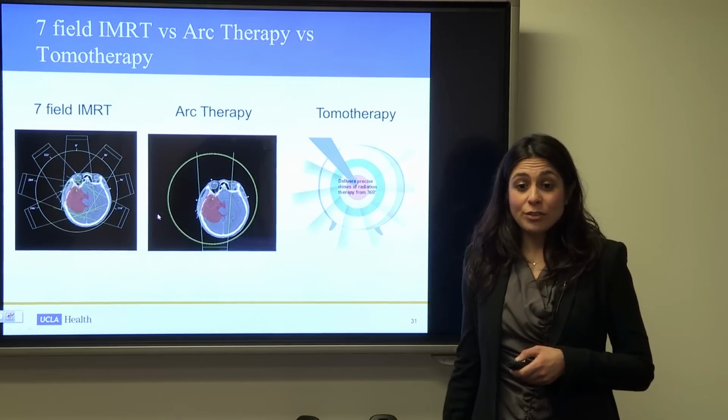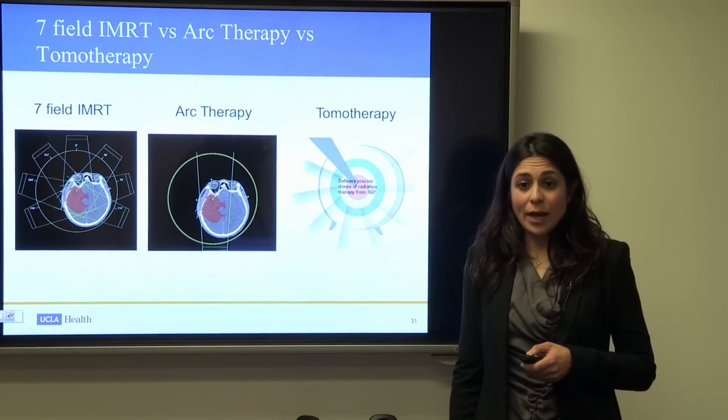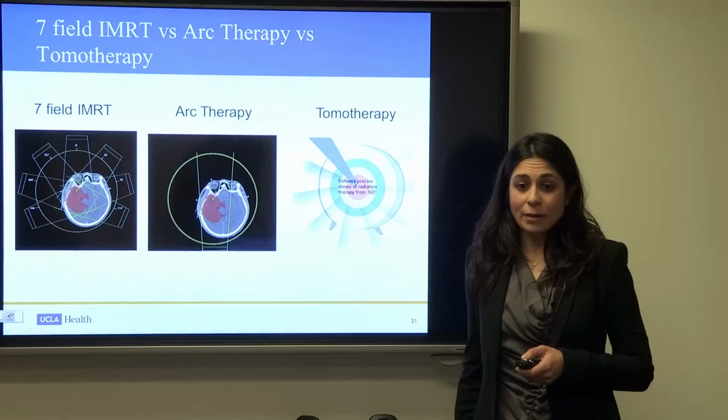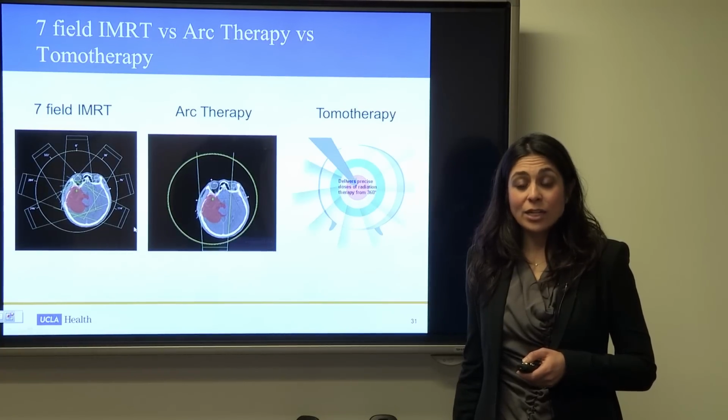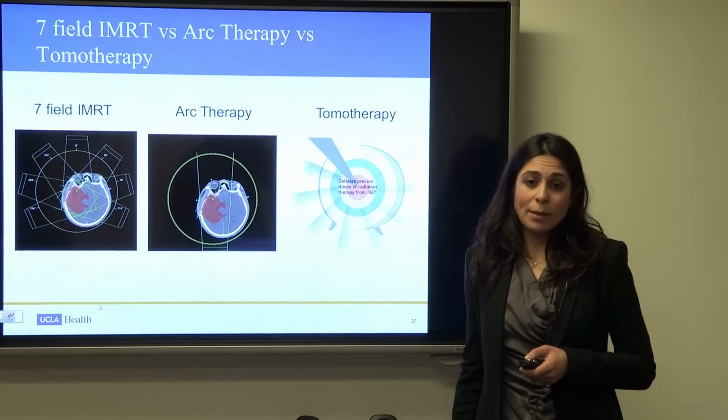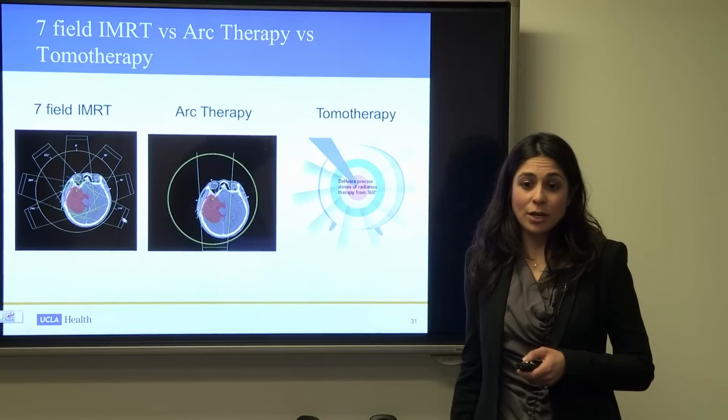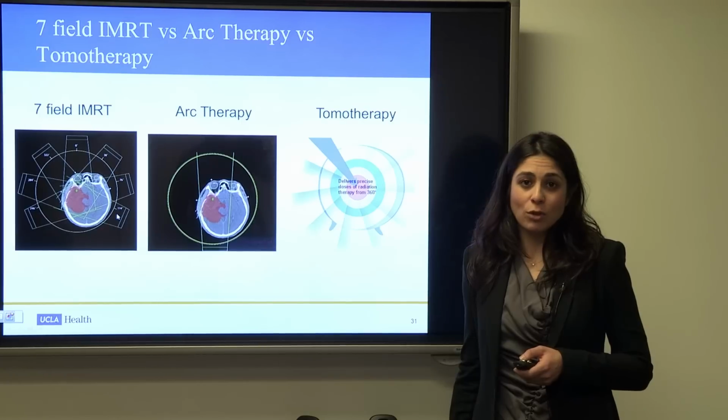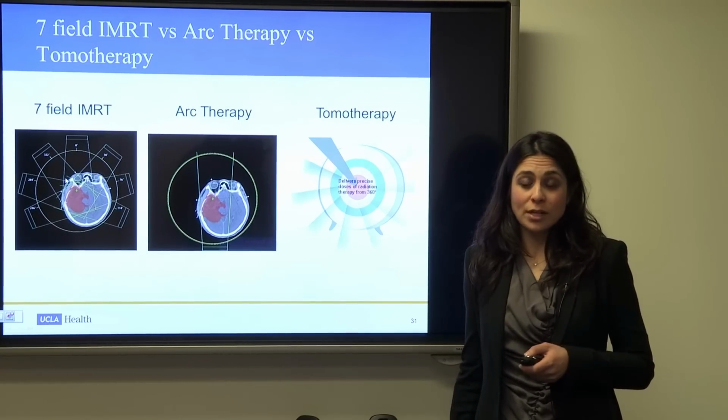So as I mentioned earlier, there are multiple different ways of delivering IMRT. You can do 7-field IMRT, which has beams coming from different angles like this, and each one can be weighted differently. And what I mean by that is, for example, this beam here can be just a couple of % of the whole plan, whereas this beam here can be a majority, maybe 50% of the plan.